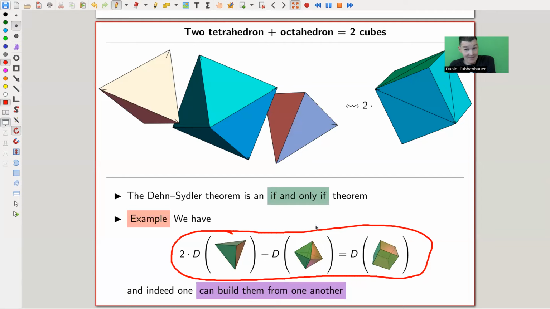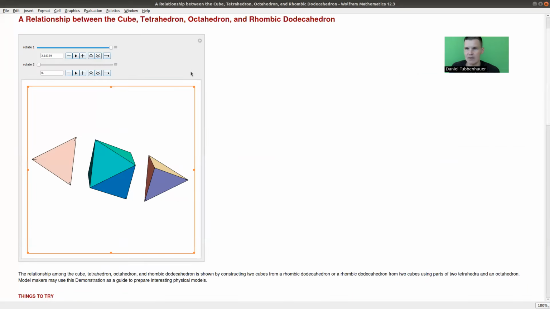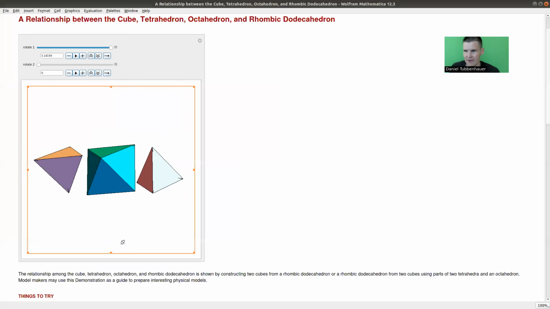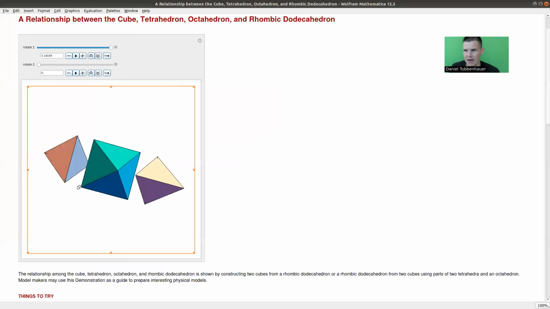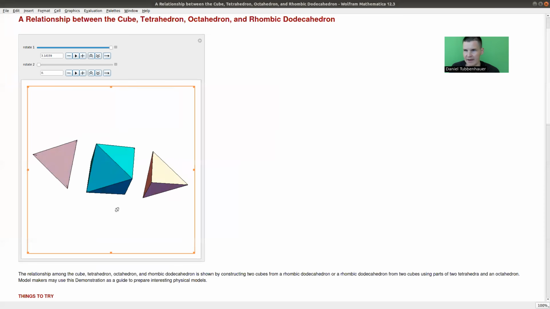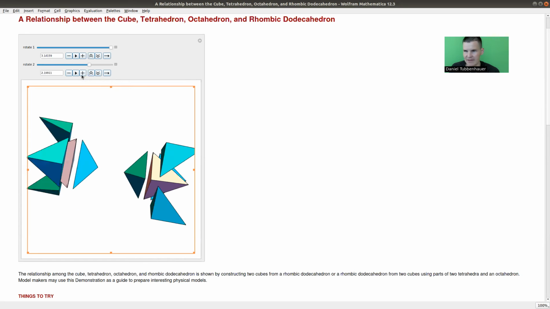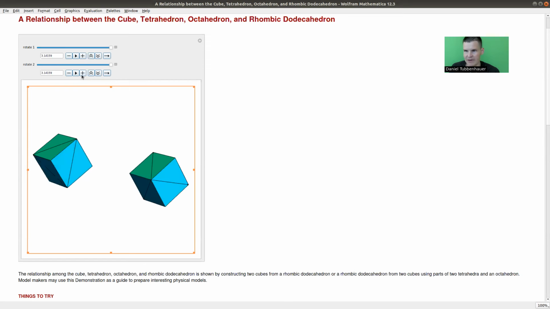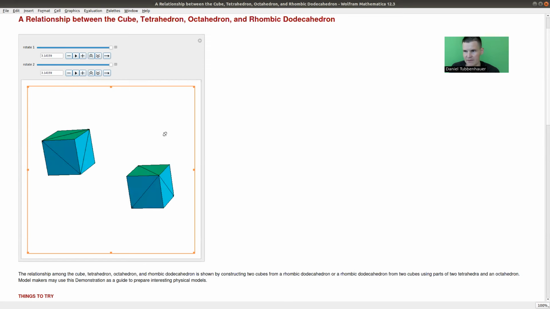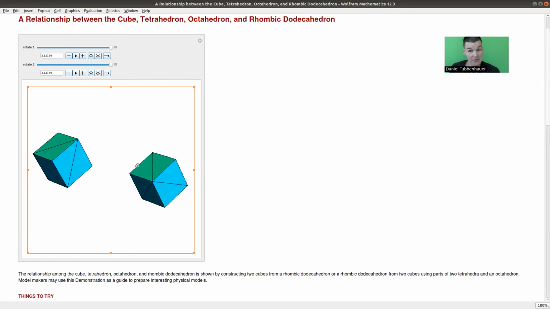And yeah, let's have a look. So here's the animation I promised. It's Mathematica. And essentially what you see here is an octahedron in the middle and two tetrahedra on the outside. And if you just rearrange them a little bit, and this animation will rearrange them for you, what you will get by putting them nicely together, I hope it's reasonably clear, are two cubes, which is a non-trivial result.